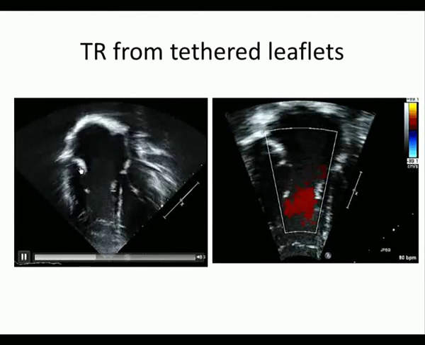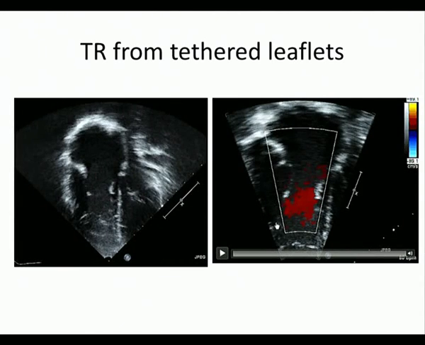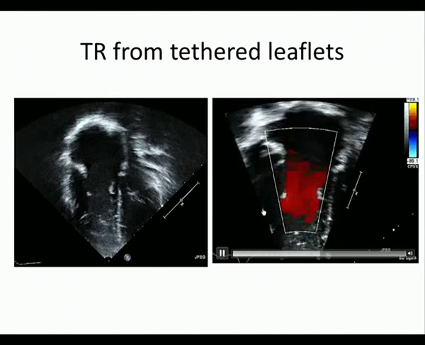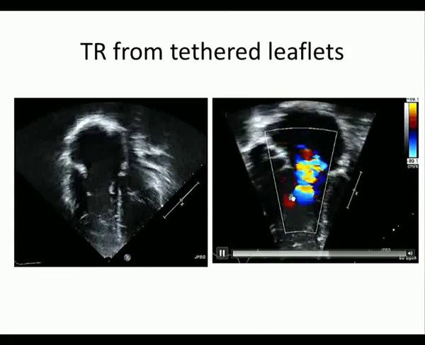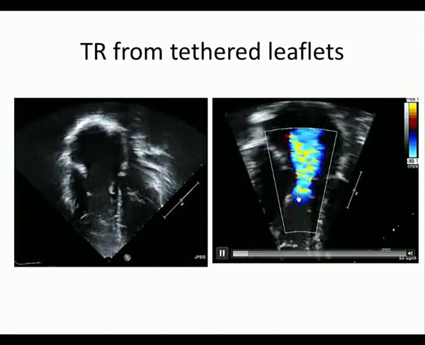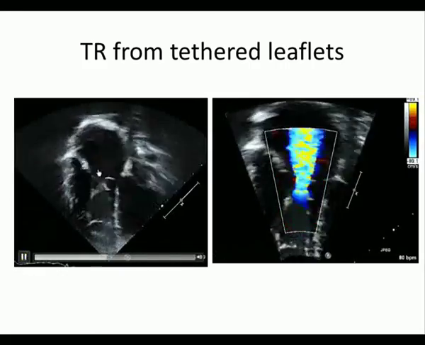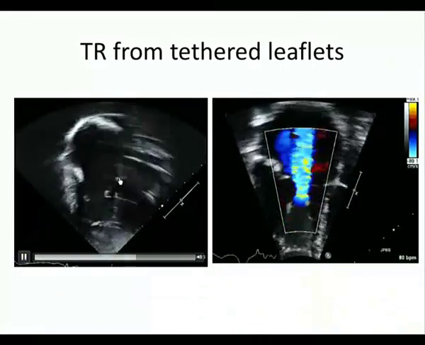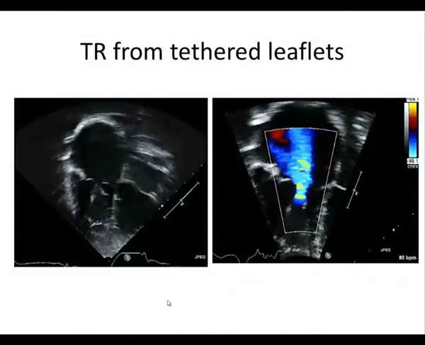Often the anterior leaflet, which is here, is also tethered by this papillary muscle. But what happens is the resultant regurgitation jet is enormous. This patient has a very, very severe tricuspid regurgitation. But if you notice here, the annulus often is normal. So an annuloplasty ring here is completely ineffective.